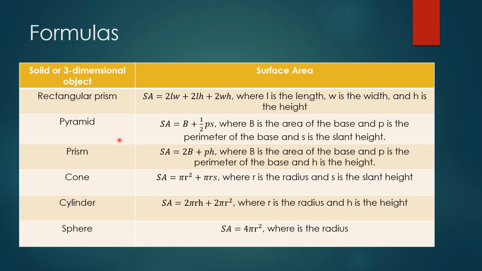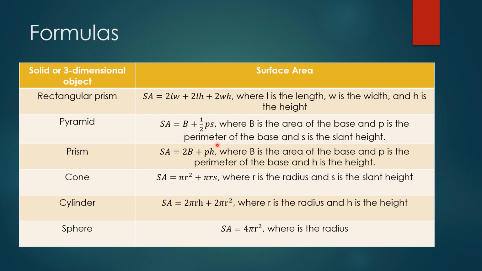A pyramid, depending on its base, so that base could be a square, a triangle, a pentagon, a hexagon, and whatnot, any of those choices. That's what the B would be. So if the pyramid had a square base and the side of the square was 5, then the B would be 5 times 5, which is the area of the square. P represents the perimeter of the square. So if I have that base square with a length of 5, then the perimeter would be 20. We take half of that because the pyramid has triangular sides, except for its base.